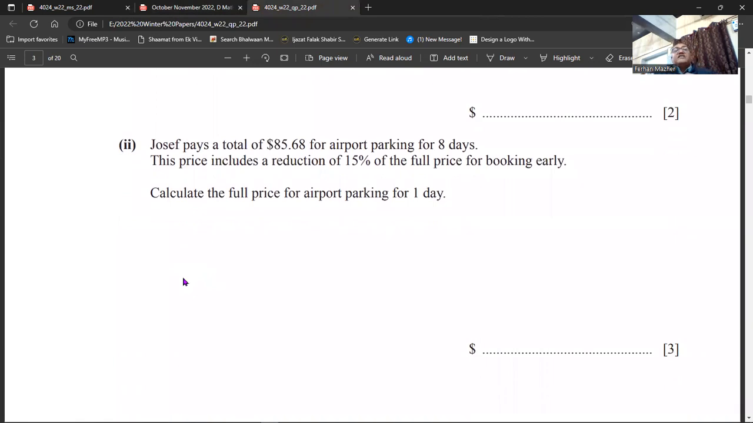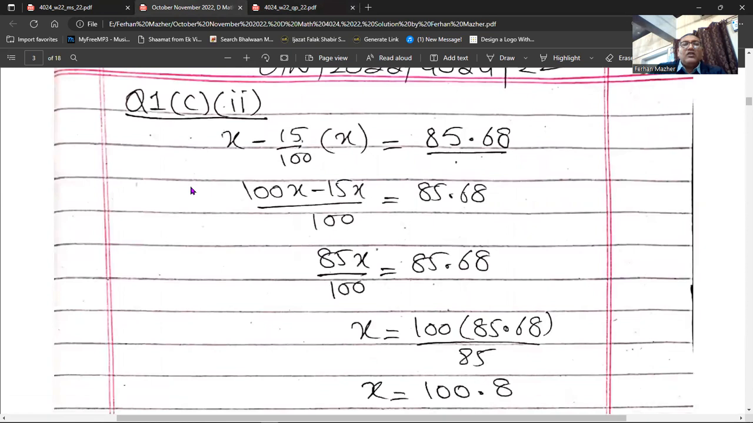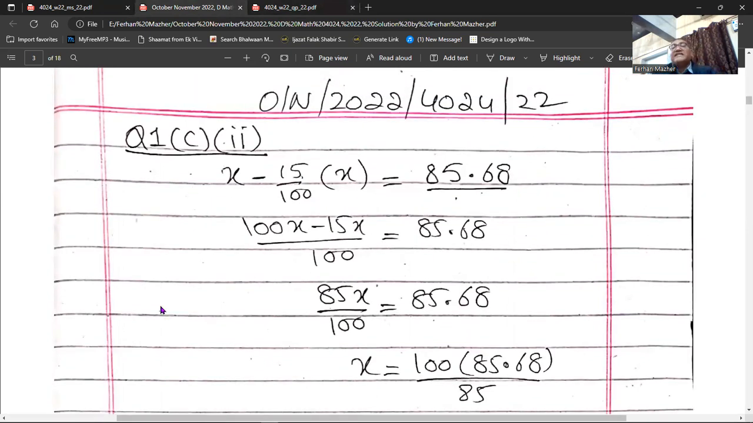Question number 1C, and the second part. It says Joseph pays a total of $85.68 for airport parking for 8 days. The price includes a reduction of 15% of the full price for booking early. Calculate the full price of the airport parking for 1 day. This is a question on reverse percentage. Suppose the full price for the parking for 8 days is X.